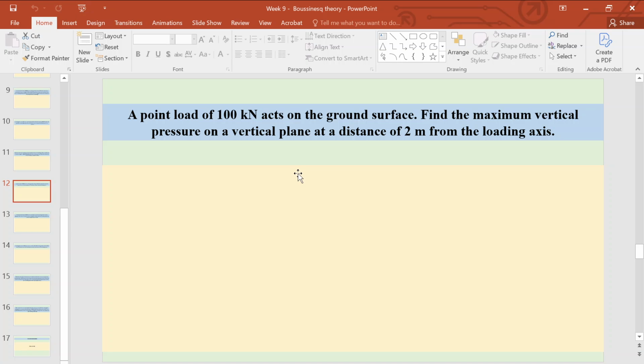A point load of 100 kilonewton acts on the ground surface. Find the maximum vertical pressure on a vertical plane at a distance of 2 meter from the loading axis.